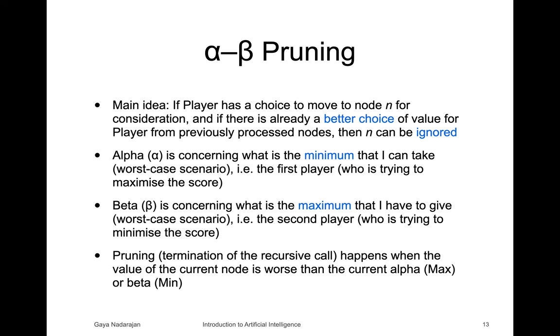And the pruning, which is the termination of the recursive call, so if you remember the minimax was a recursive call, will happen when the value of the current node, so the node will have a current value, and if that value is worse than the current alpha or beta value, depending on the player, then you can stop going to those nodes. So you're not going to call the function on these nodes that should not be explored.